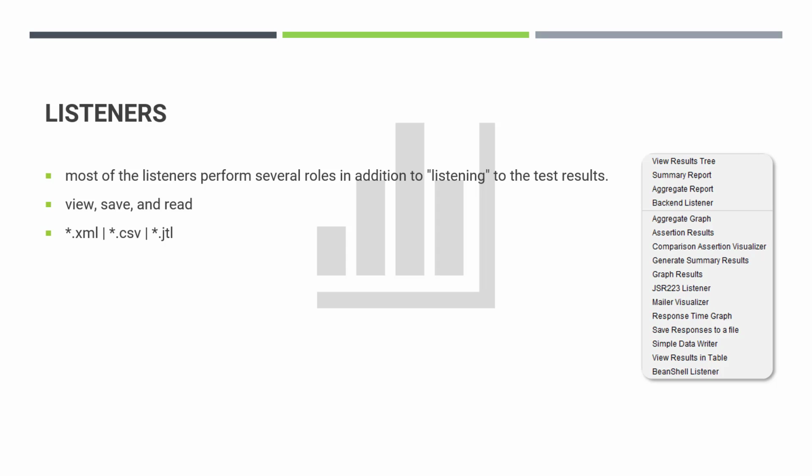So, listening to the test results. This is the purpose of listeners. The most frequently used ones are view results tree, summary report, aggregate report, backend listener, and simple data writer. The type of extensions we will be working on with listeners is .xml or .csv or .jtl.